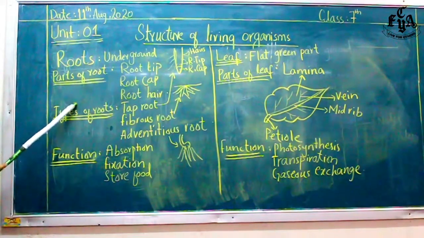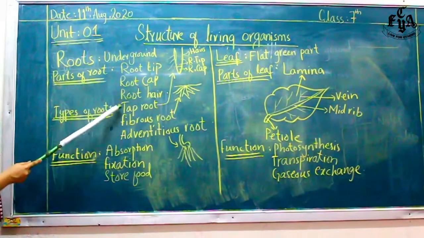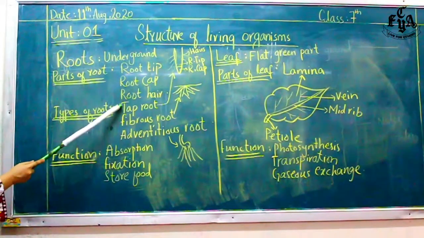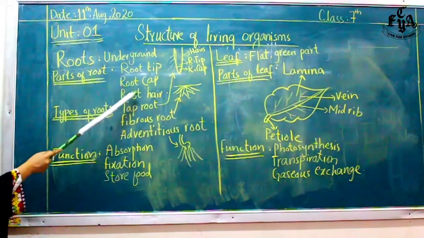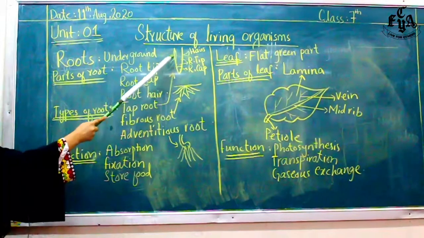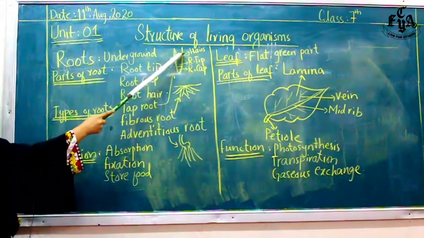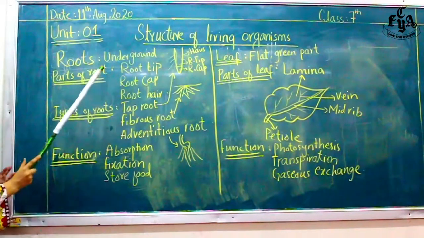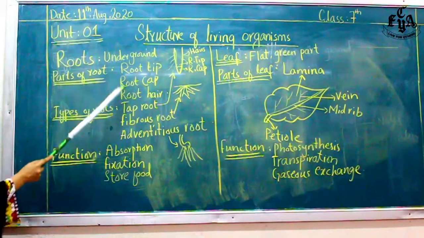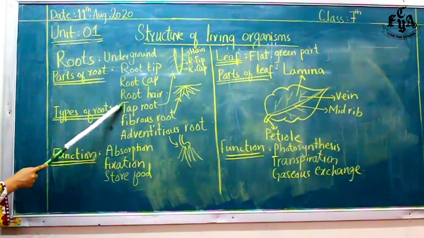The next one is types of roots. There are mainly three types of root: taproot, fibrous root, and adventitious root. Taproot is that type of root which has a main root which is known as primary root, from which many branch roots arise, and all the branch roots will be known as secondary, tertiary, and quaternary. So taproot has the example of radish or carrot.